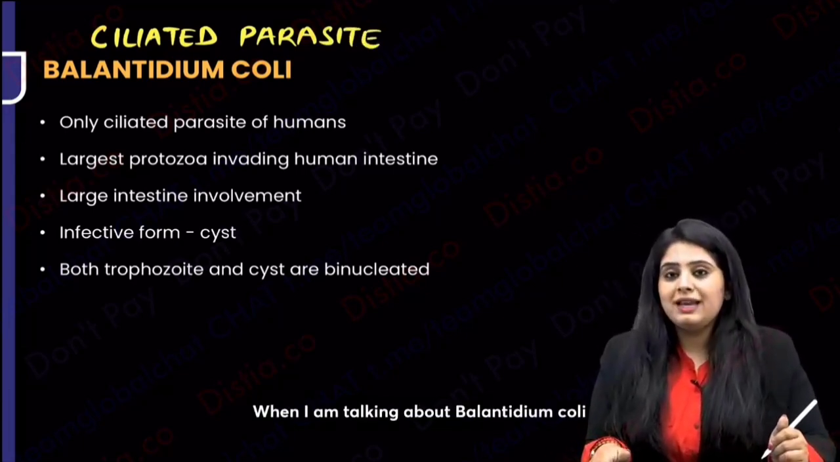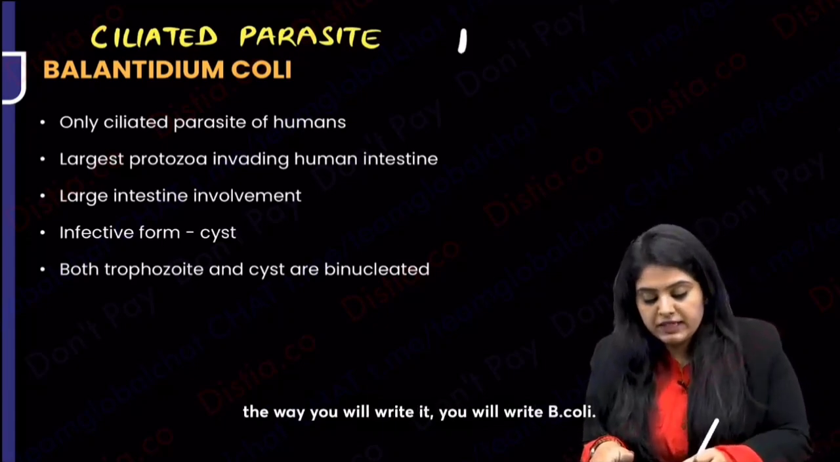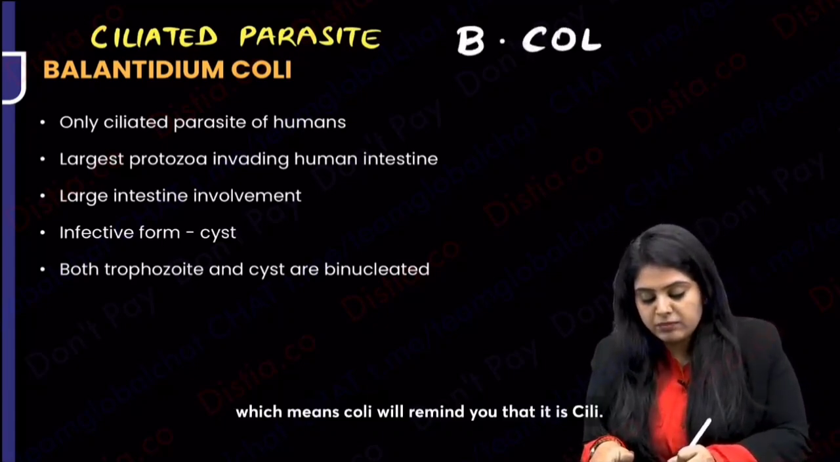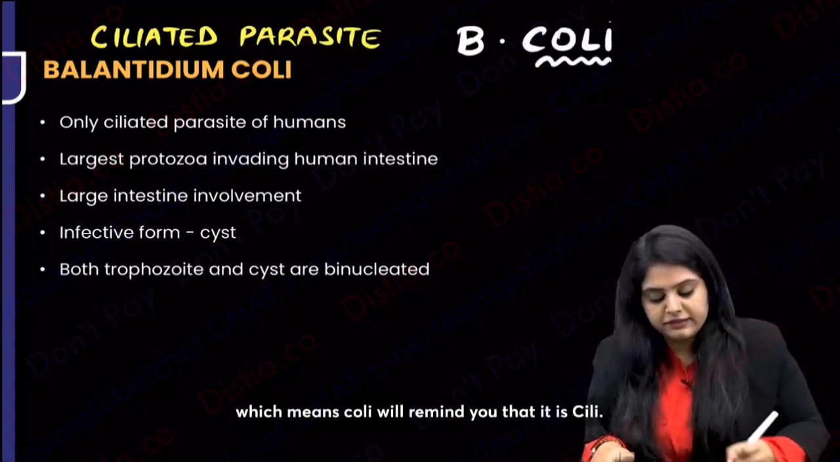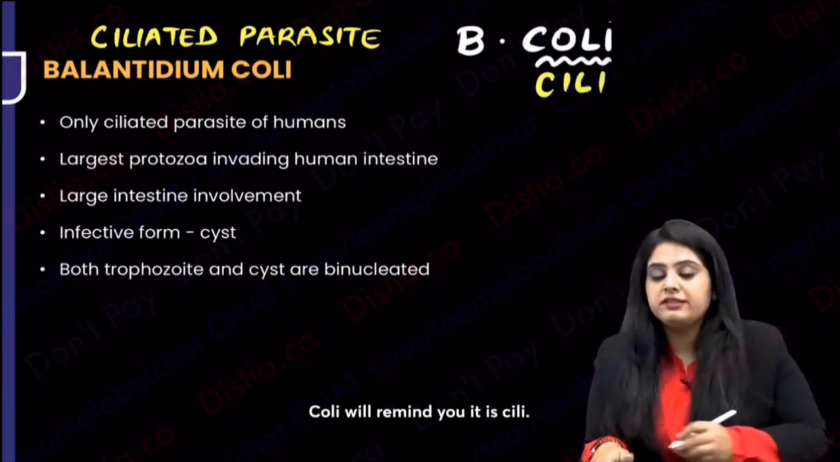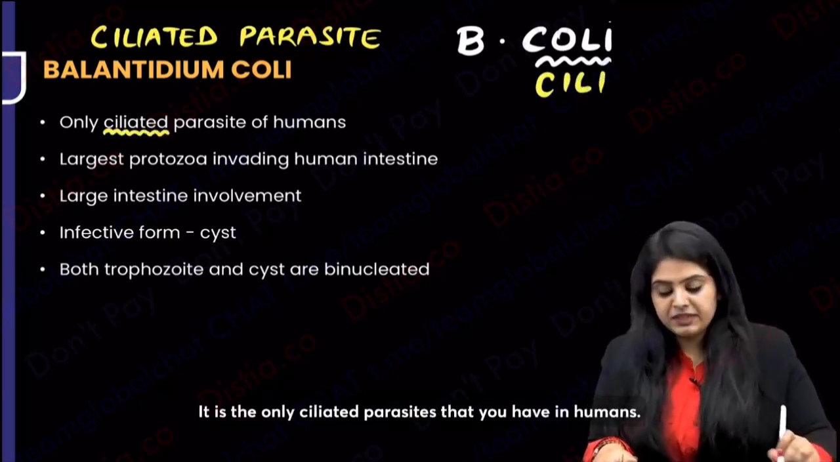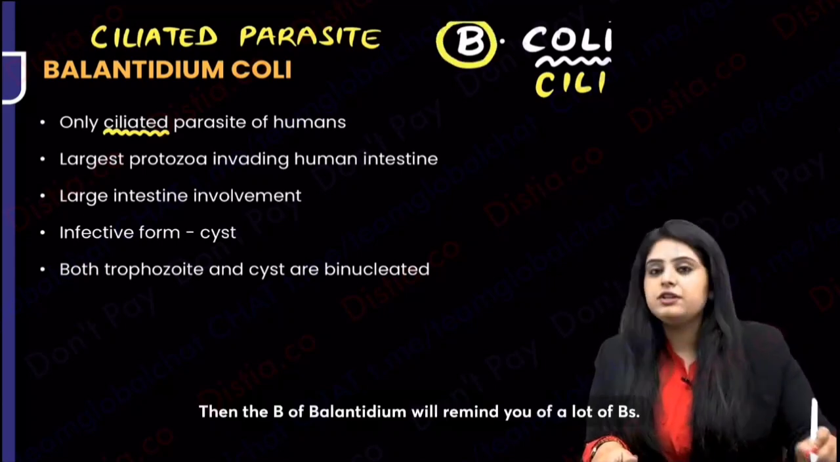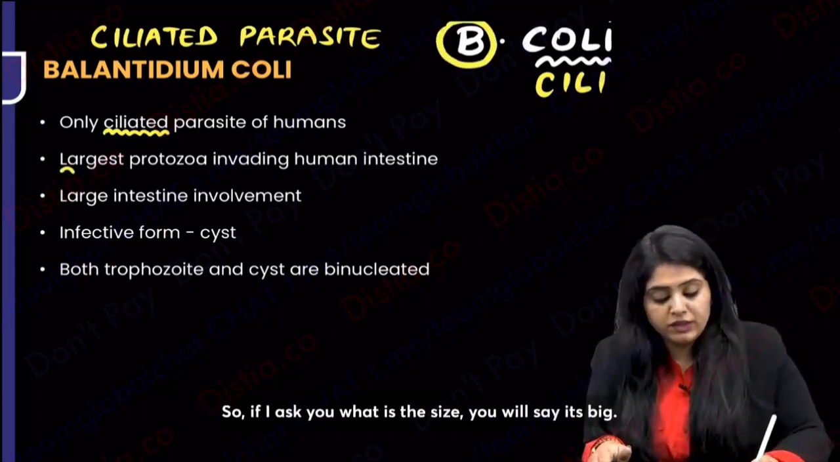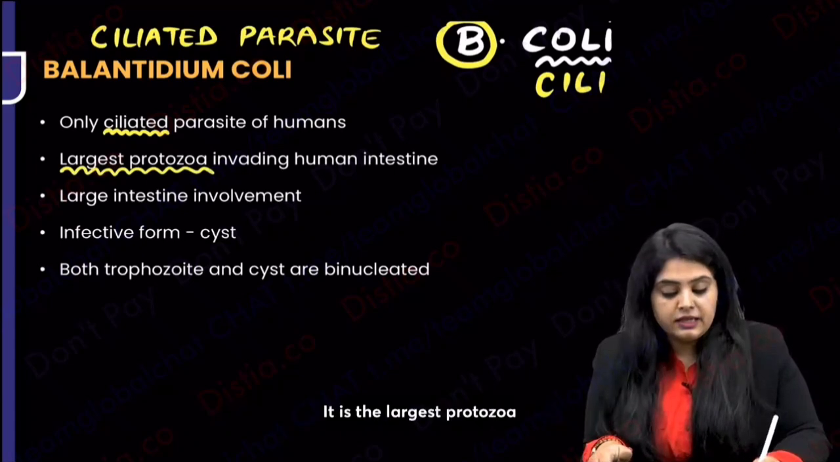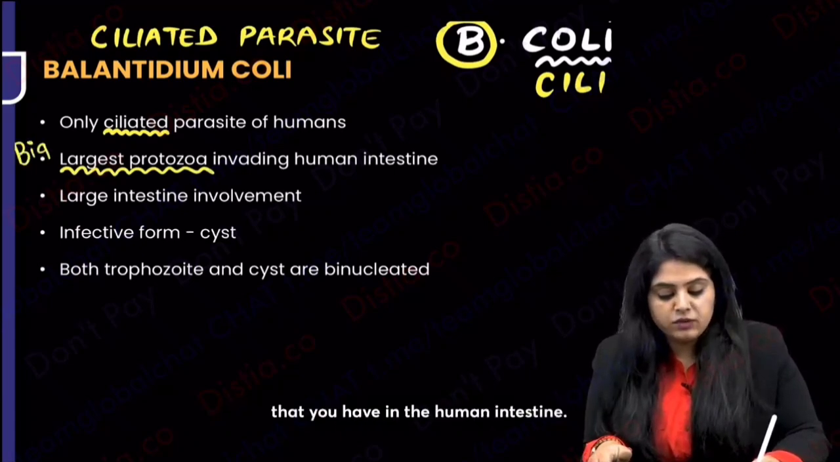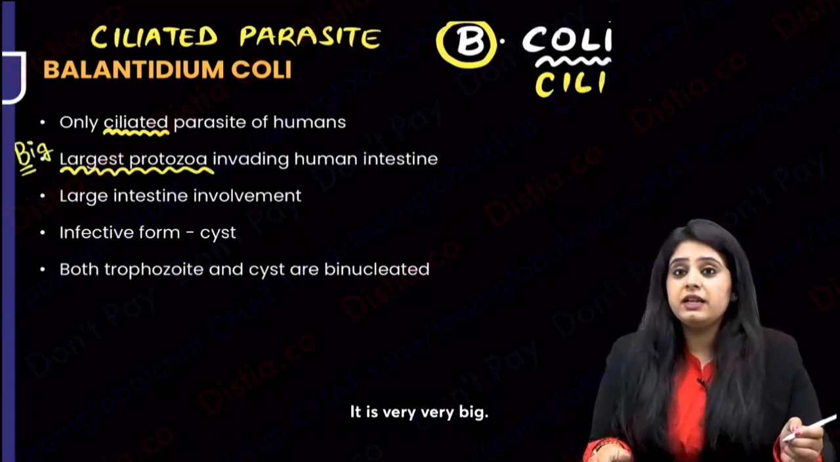When I'm talking about Balantidium coli, the way you will write it, you will write B. coli, which means coli will remind you that it is ciliated. It is the only ciliated parasite that you have in humans. Then the B of Balantidium will remind you of big. So if I ask you what is the size, you will say it's big. It is the largest protozoa that you have in the human intestine. It is very, very big.